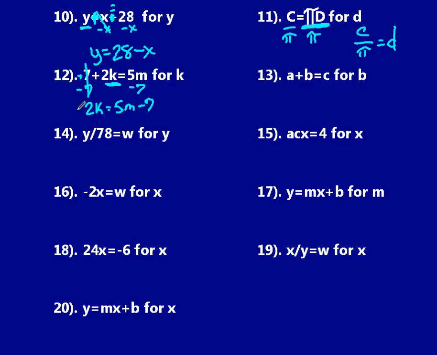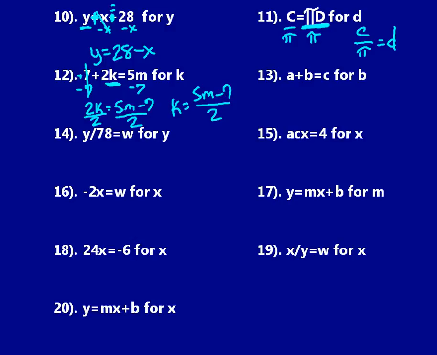Okay, so now the k is the only term over here. I now need to get it completely by itself. It's attached to the 2, so I'll divide both sides by 2. So k will equal 5m minus 7, all divided by 2. Make sure you have everything divided by 2, not just one term.